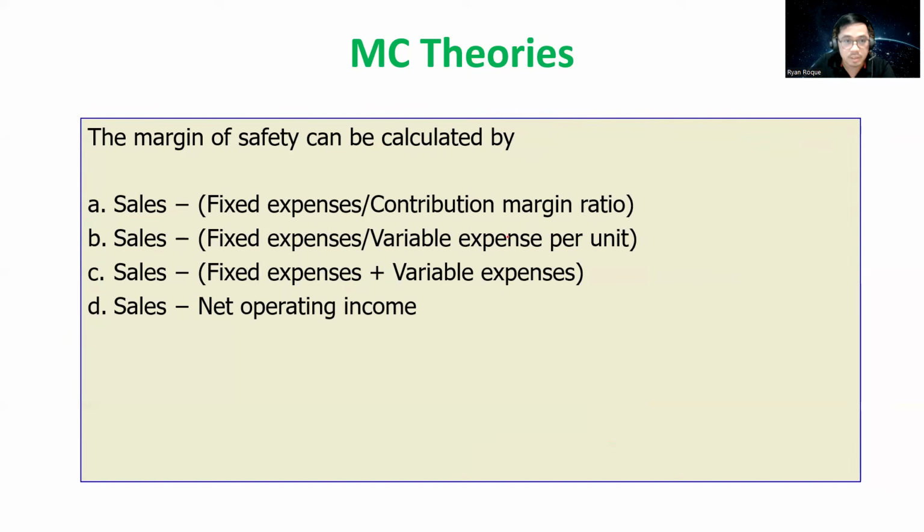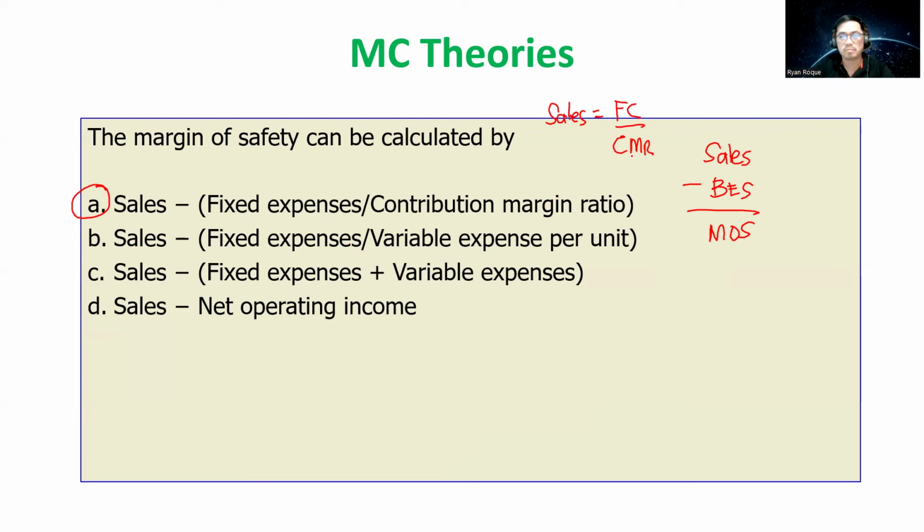Margin of safety. So before we already mentioned that the margin of safety is the difference between your sales, whether actual or budgeted or forecasted or estimated sales, less your break-even sales. That is your margin of safety. And remember, the break-even sales would be equal to your FC over CMR. And if you look at the choices now, which one would fit the formula? So is it A, sales minus fixed expenses over contribution margin ratio? And I think letter A is correct.